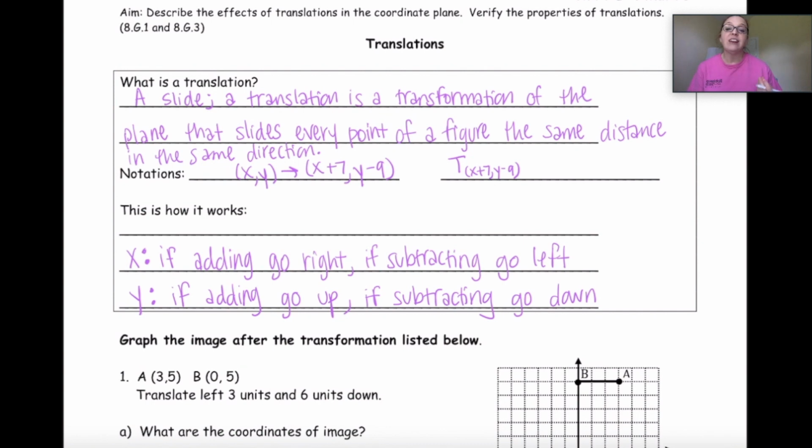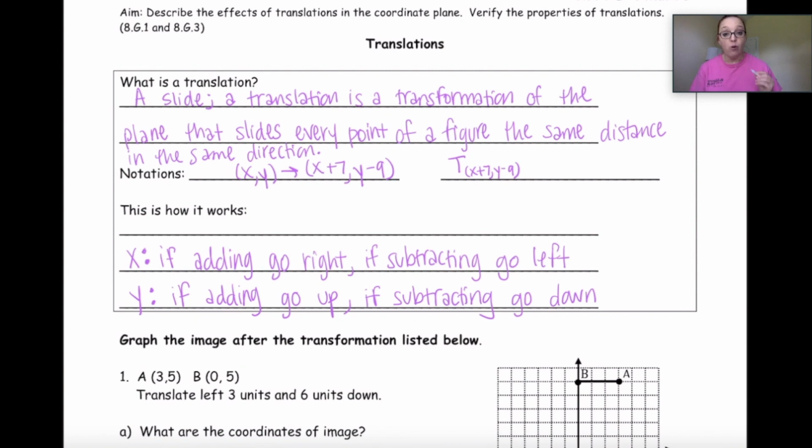So how does it work? Well, if you're adding a number to the x-coordinate, you go right that many units, and if you're subtracting a number from the x value, you move left that many units. Remember that the x-axis moves left and right. So if you're adding, you go right. If you're subtracting, you go left.